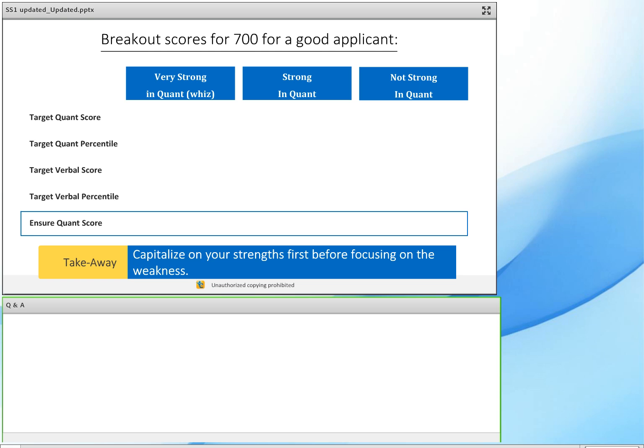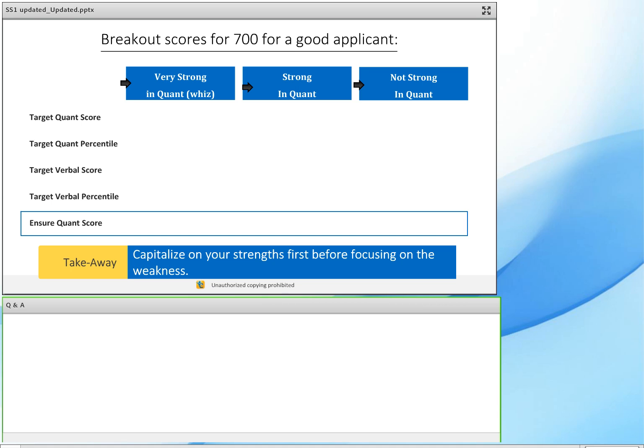Now, if you're strong in verbal and strong in quant, you can put yourself in any of the first two groups over here. And let me point to these 2 groups, any of these 2 groups. If you're someone who's strong in verbal but not strong in quant, you should put yourself in this group. Now, this is how you get to a 700.